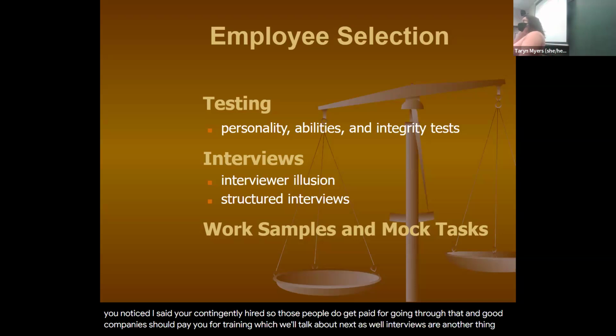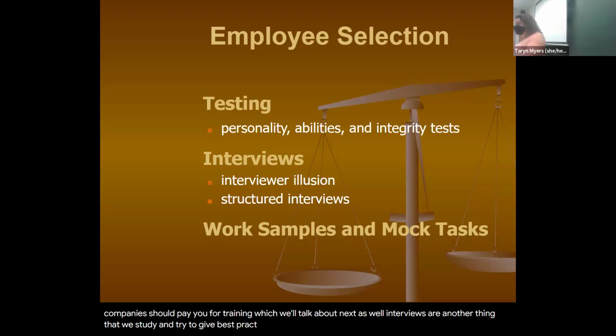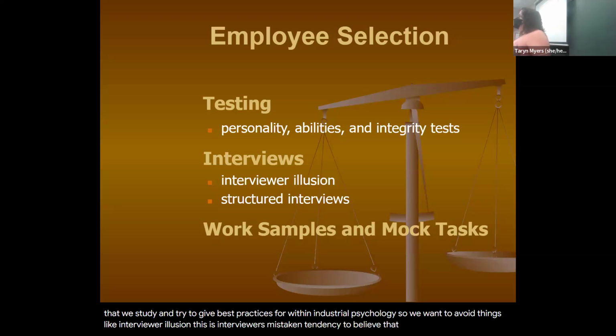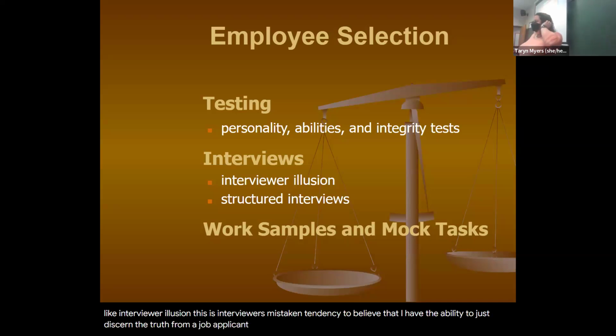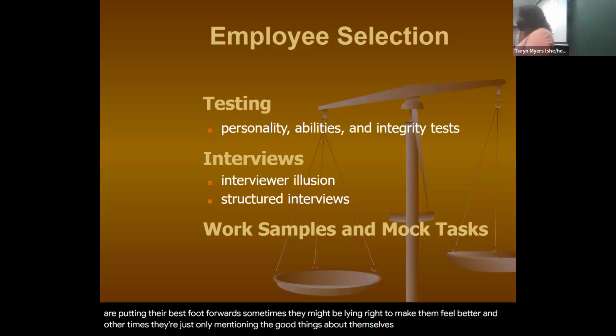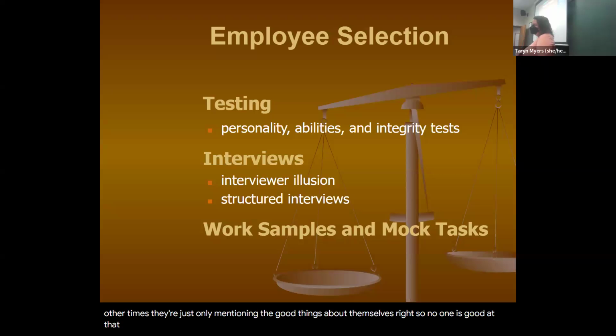Interviews are another thing that we study and try to give best practices for within industrial psychology. So we want to avoid things like interviewer illusion. This is interviewers' mistaken tendency to believe that I have the ability to just discern the truth from a job applicant. The problem is, this is really hard to do because the job applicants are putting their best foot forward. Sometimes they might be lying, right, to make themselves look better. And other times they're just only mentioning the good things about themselves, right? So no one is good at that because you're combating someone else presenting themselves in the best light.